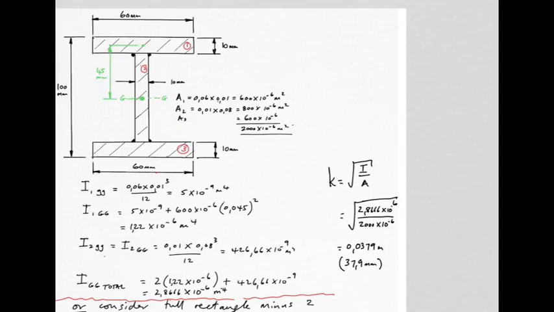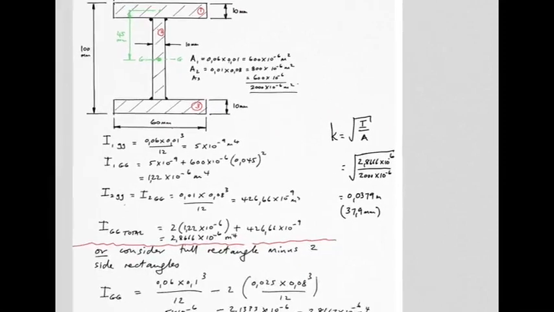Now to find the radius of gyration, remember that k is root I over A. So there is your I value, and there is your total cross-sectional area value. So 37.9 millimeters is the distance from the axis to this imaginary point where we could pretend all the area to be concentrated. Remember, go back to the definition of radius of gyration to better understand that.